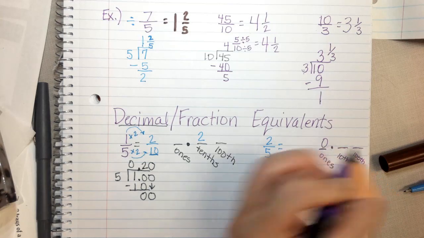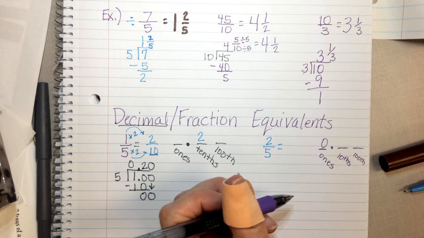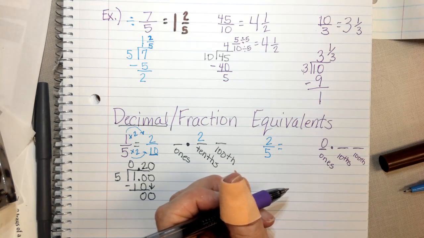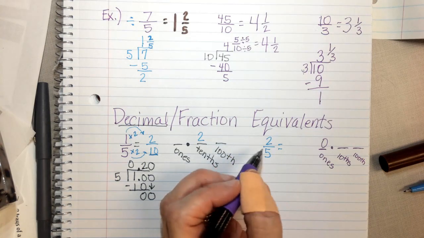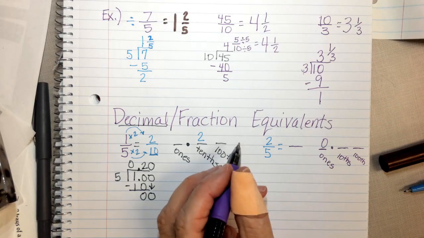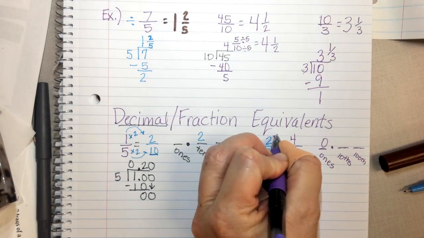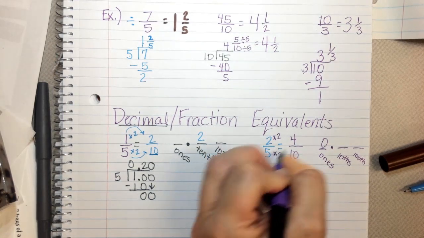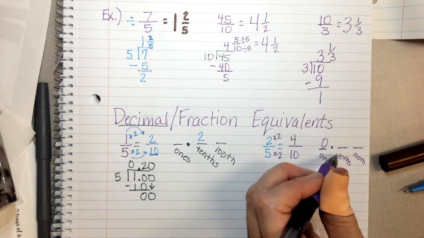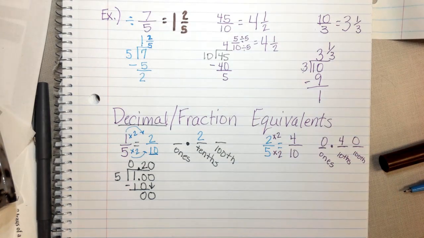What is 2/5 equal to? What is 2/5 equal to? You ready? Is there a fraction out there that it's equal to? Thank you. I couldn't hear you back there. 4/10. Because if you multiply the top by 2 and the bottom by 2, what are you going to get? And so how many tenths are we talking about? 4. Or you could say 40 hundredths, right?